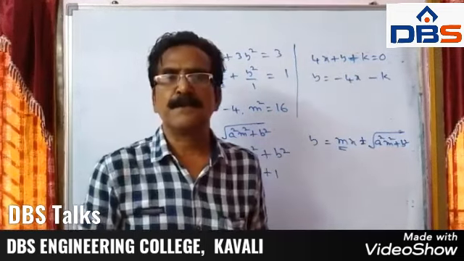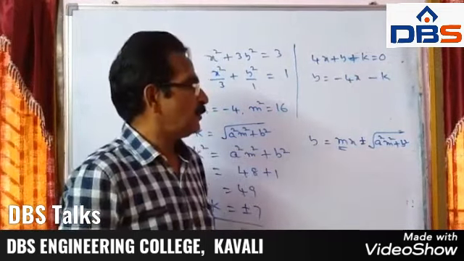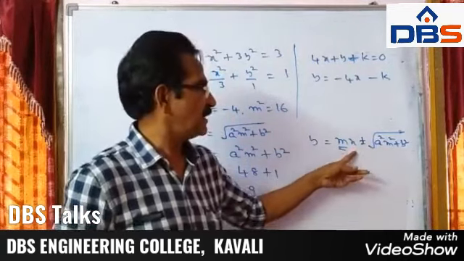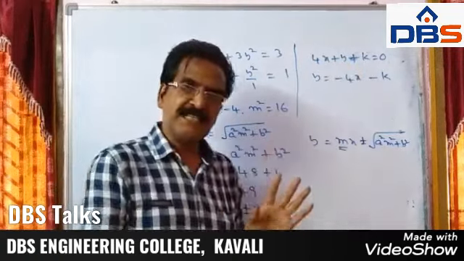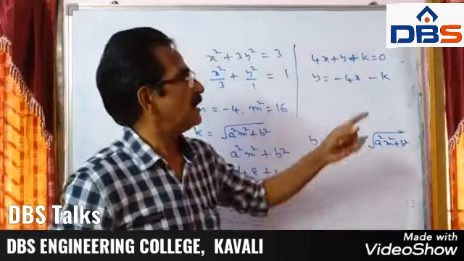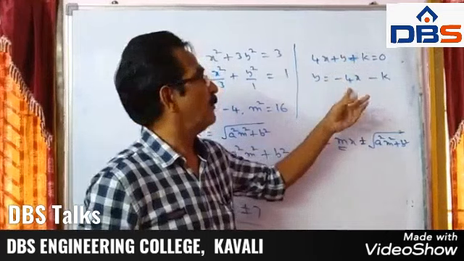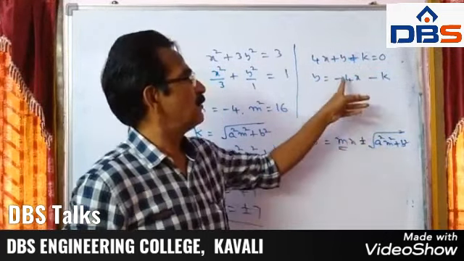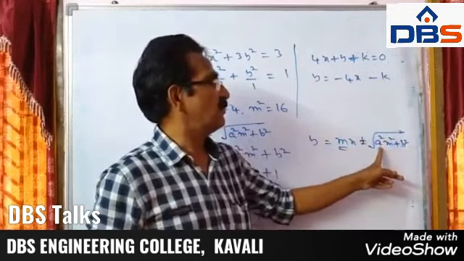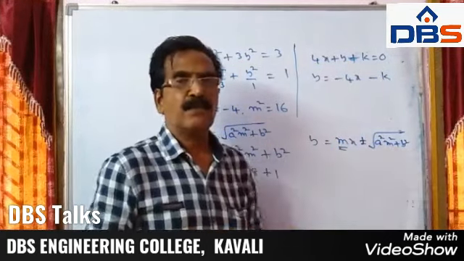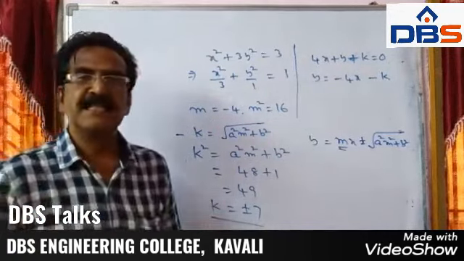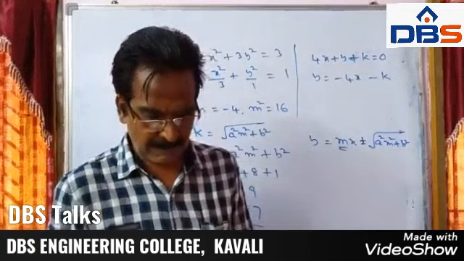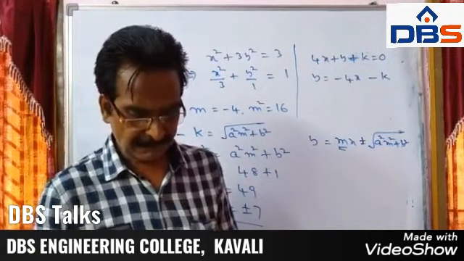This is an easy problem because we know the equation of the tangent, and the equation of the tangent is given in the problem. On comparing the coefficients, m = -4 and -k equals the square root term, so we can find the value of k easily. Let us see the last problem for today.